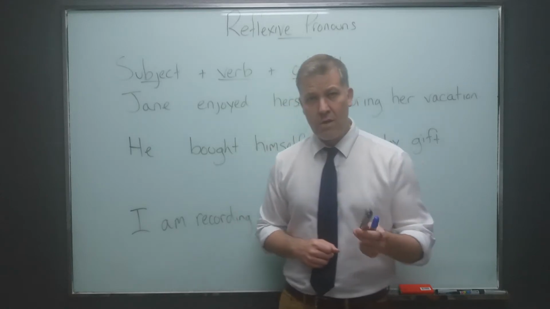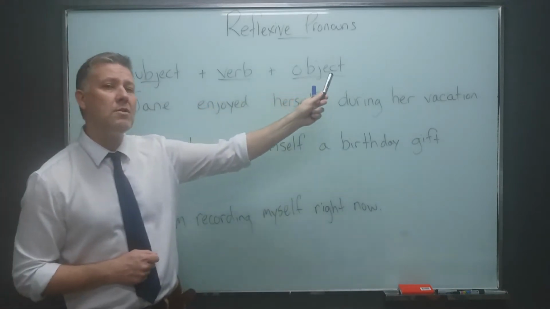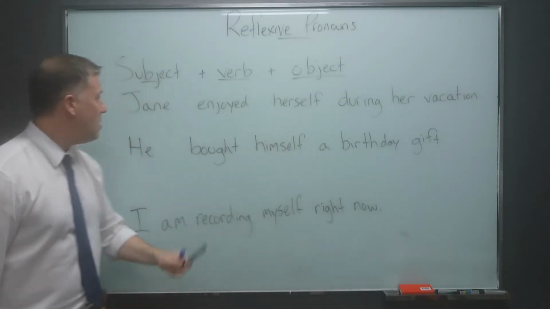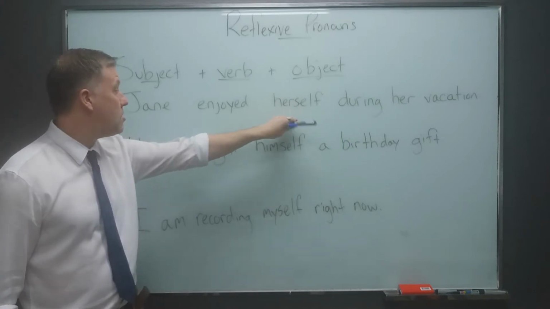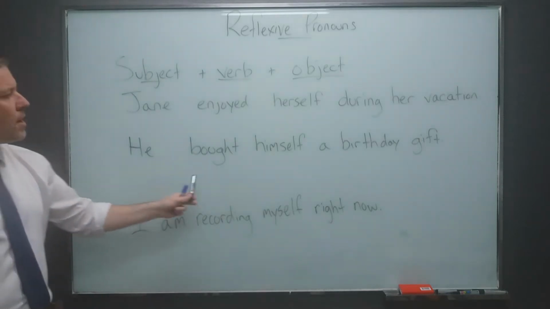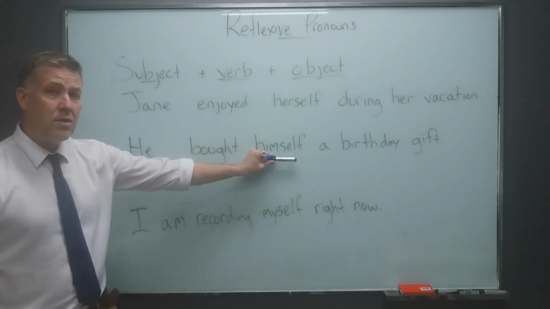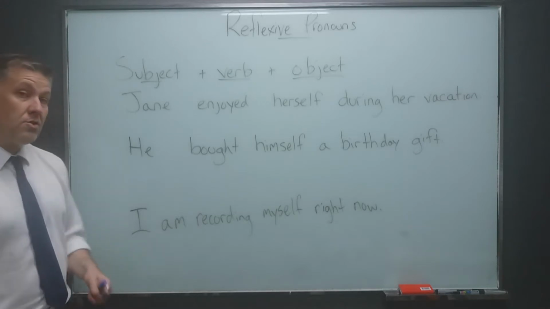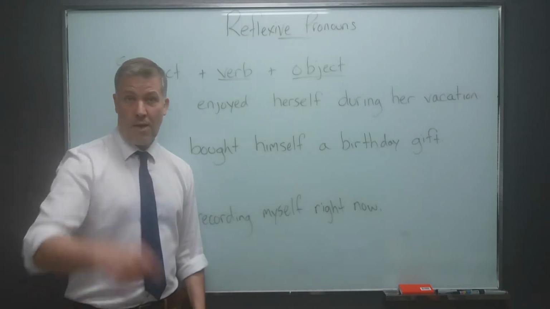Now as always, we're going to follow our simple format, which is the subject followed by the verb and then the object. The first sentence says, Jane enjoyed herself during her vacation. The subject is Jane and the verb is happening to Jane, the same person, the object. The next one says, he bought himself a birthday gift. Okay? The verb is happening to the object, which is the same as the subject. And here's a real sentence happening now: I am recording myself right now on that camera.